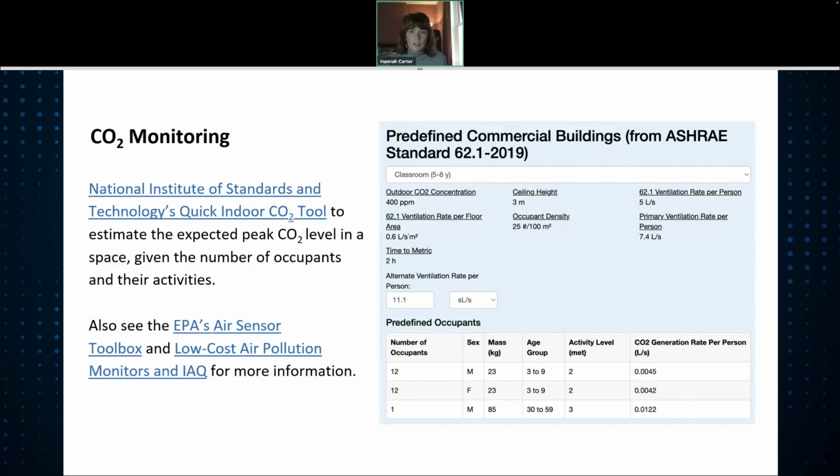Next, this course dives a little bit into indoor air quality monitoring. And so carbon dioxide, CO2 monitoring is one way to determine whether there's sufficient outdoor air being provided into buildings. And so this course goes into useful tools that schools can use, such as this NIST quick indoor CO2 tool that estimates the expected peak carbon dioxide levels given specifics about a space. In addition, the course also links to other resources, including EPA's Air Sensor Toolbox and EPA's low-cost air pollution monitors resources for schools wanting to learn more. Next slide.